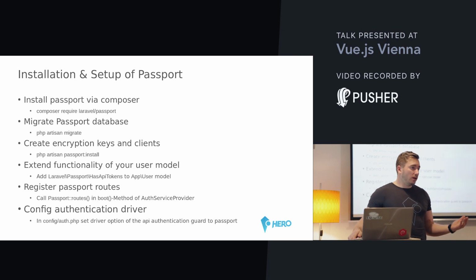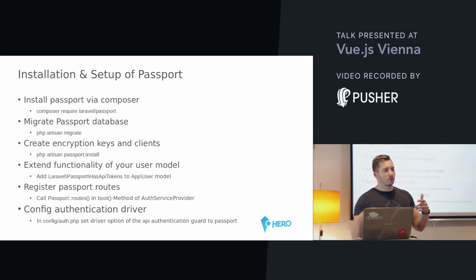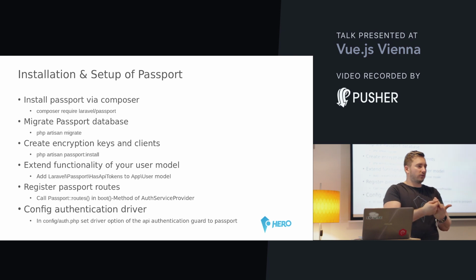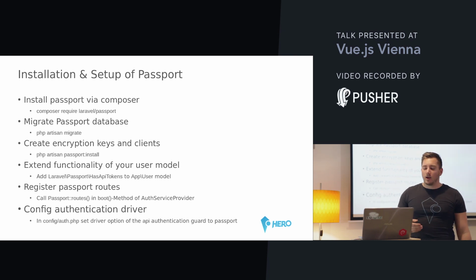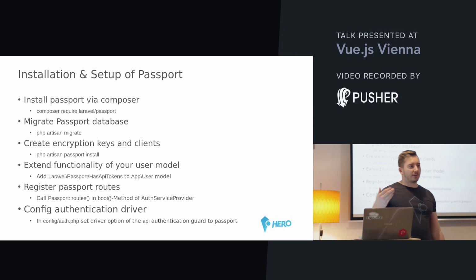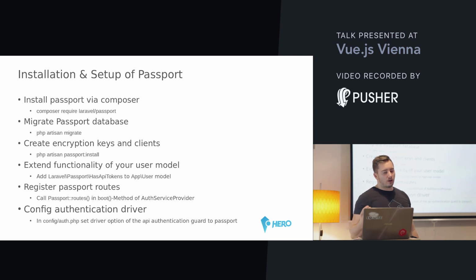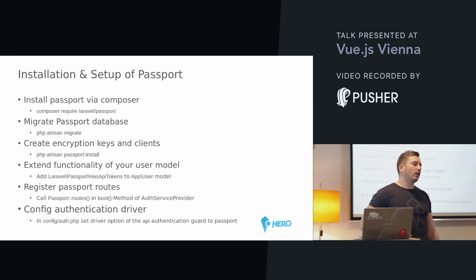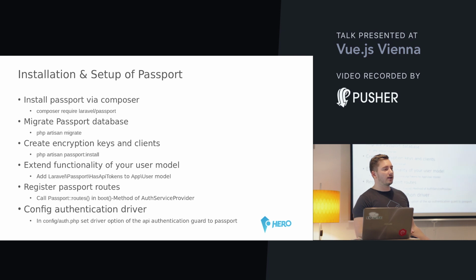OAuth needs routes, because you talk to routes, okay? And to register these routes, you need to call Passport::routes in the boot method of your AuthServiceProvider. It's a simple service provider of Laravel, which is always there. It's only the one call you copy in there, and then all the routes are set up for you, all the routes you will need.